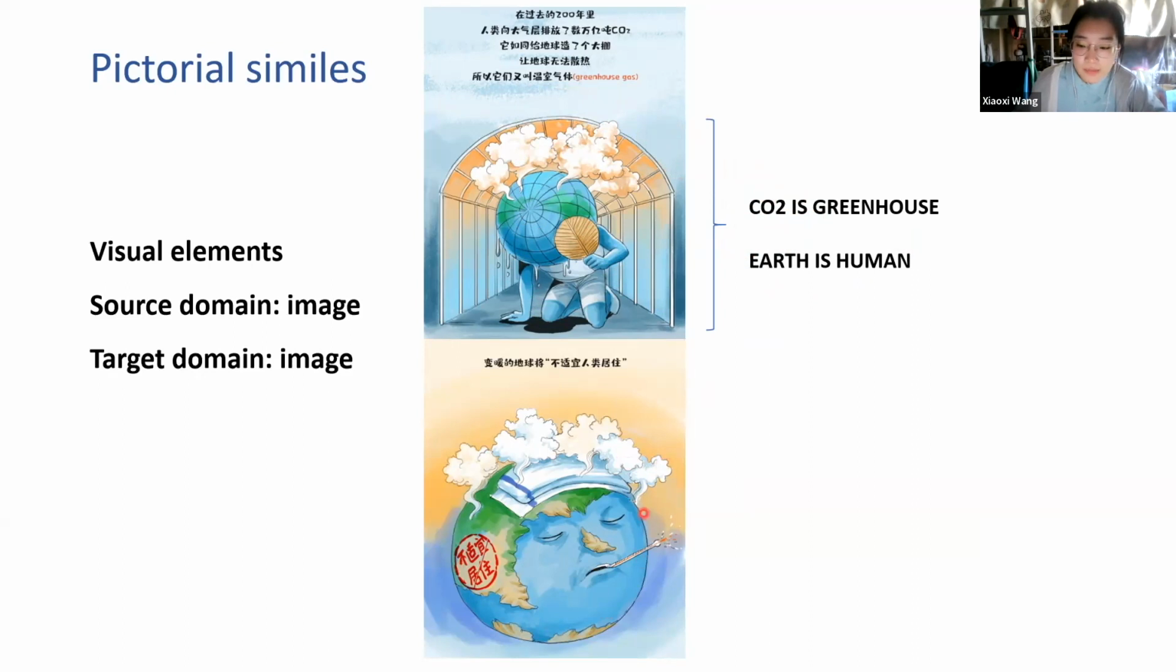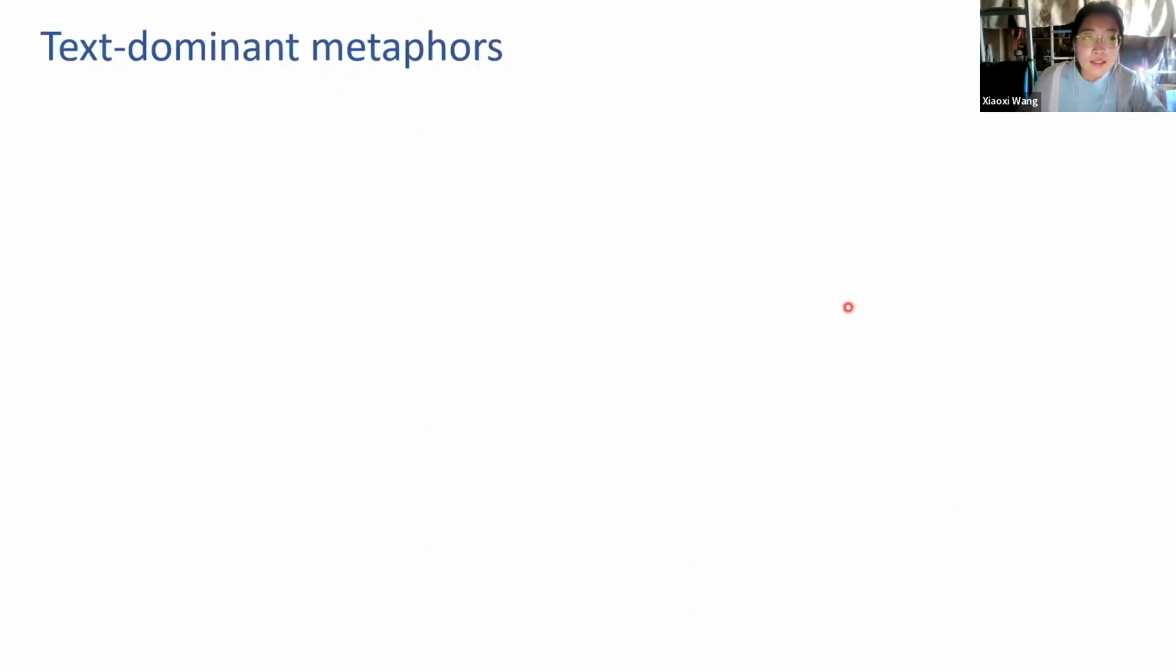And in the lower part, still a personification is used because the earth has eyes, nose, and mouth in the gas vapor. So earth is human is still constructed here. So if there's no context, we may not tell that the gas is carbon dioxide, but we can still figure out that the earth is human, this personification. And that is the pictorial simile. And next is text-dominant metaphor.